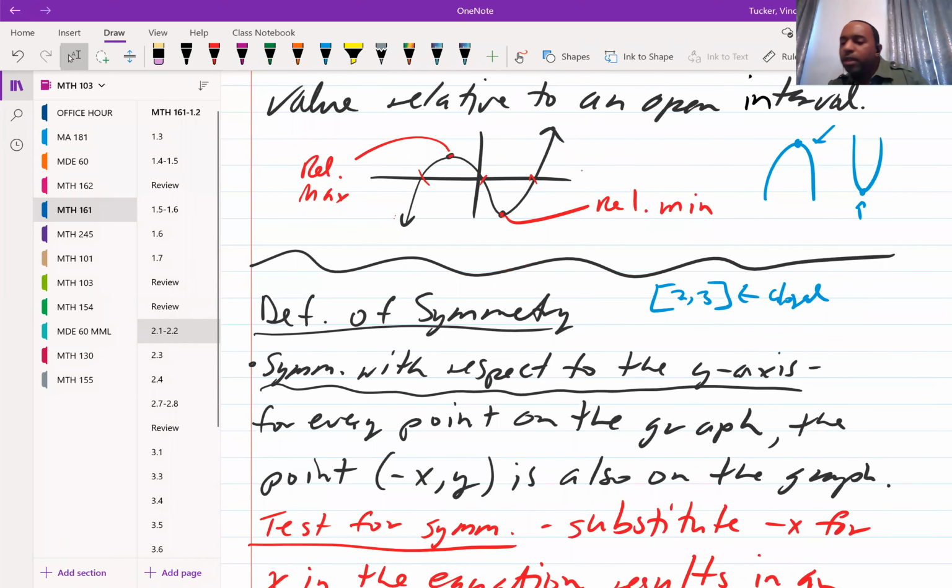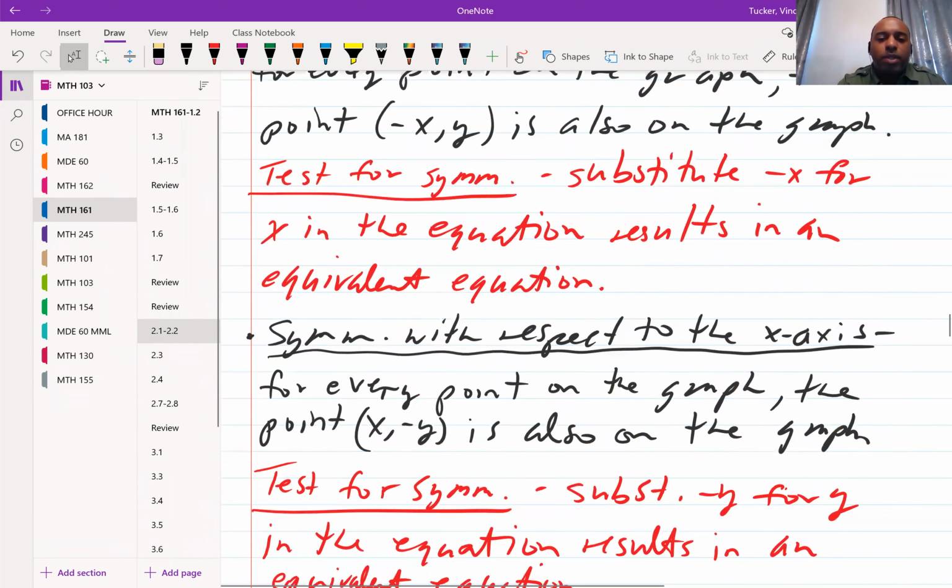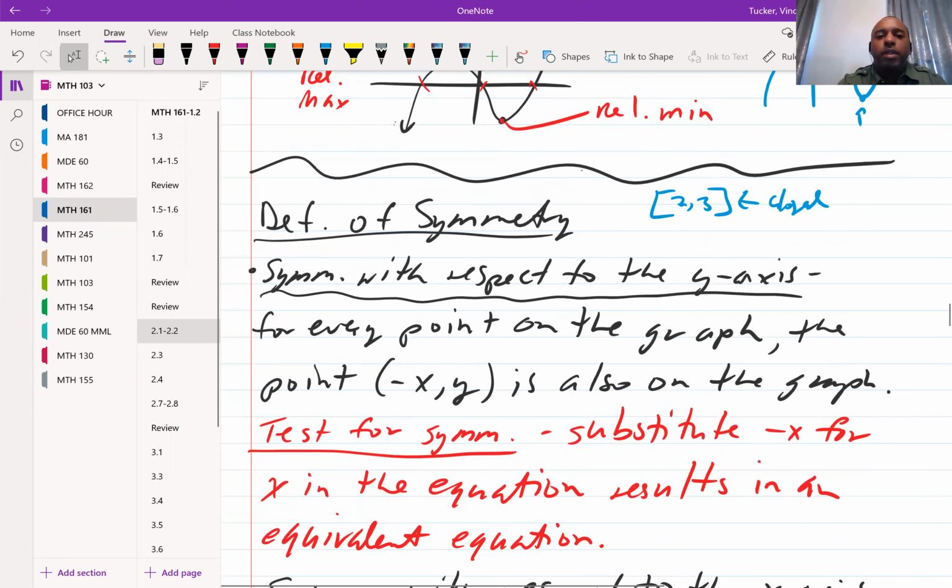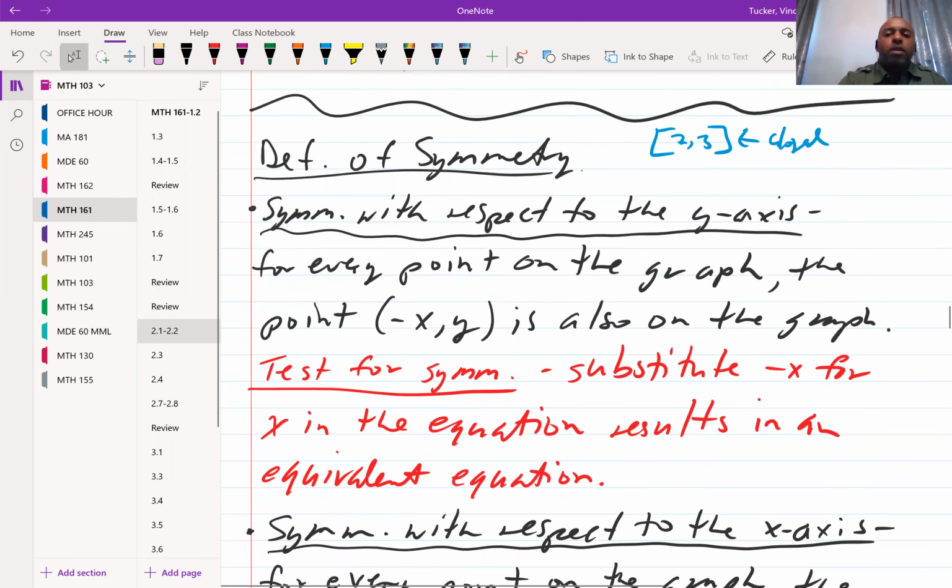Let me see, it's 8:44. Yeah, we can do these real quick. Okay, definition of symmetry. We have three different ones: symmetry with respect to the y-axis, symmetry with respect to the x-axis, and symmetry with respect to the origin. So the first one, symmetry with respect to the y-axis. For every point on the graph, the point (negative x, y) is also a point on the graph.